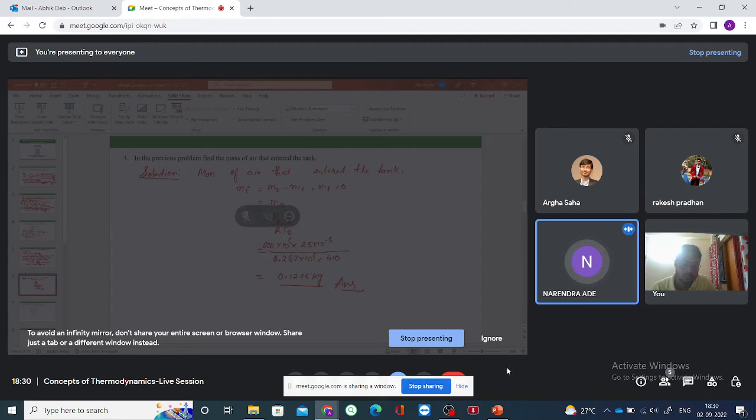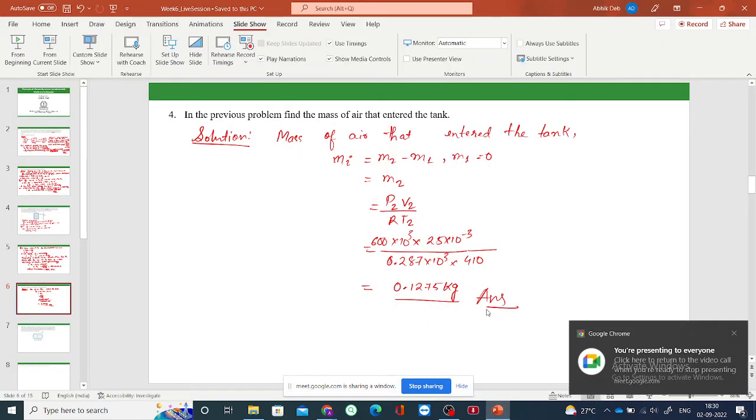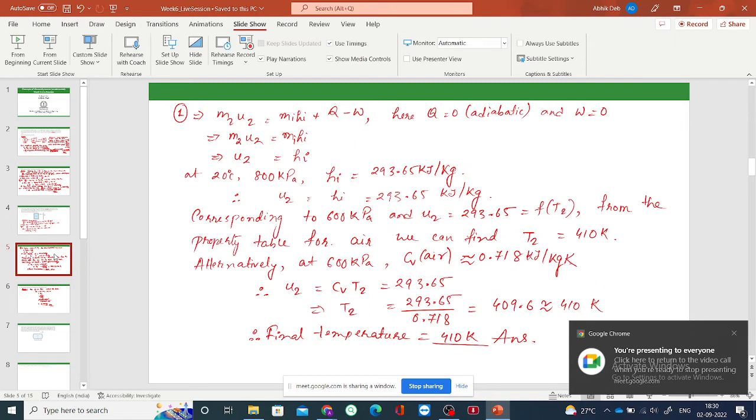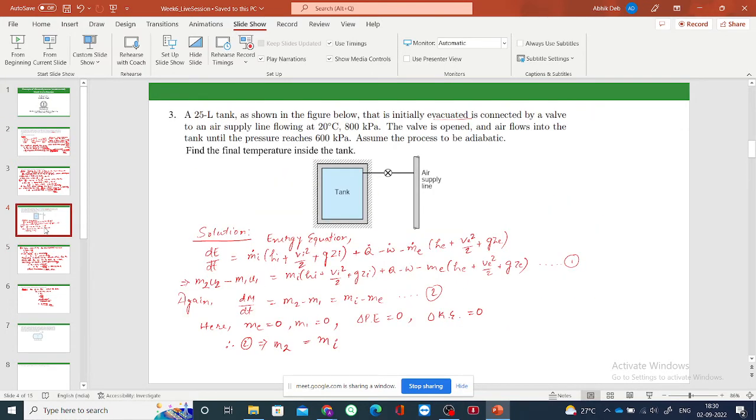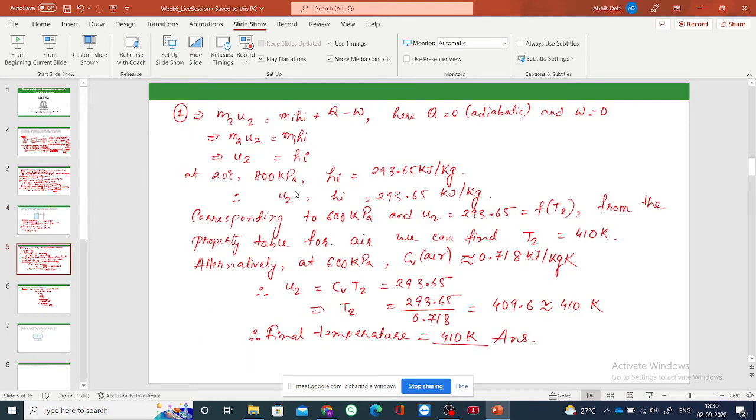Sir, hello, sir. Yeah, please ask. Sir, in this problem, at 20 degrees centigrade and 800 kilopascal, this h value, it is from the air table? Yeah, from the air table. Sir, can you calculate the enthalpy of the air by using the formula Cp into the temperature? You can calculate the value, but this will come out nearly equal to a similar value itself. Right now we can calculate the difference.